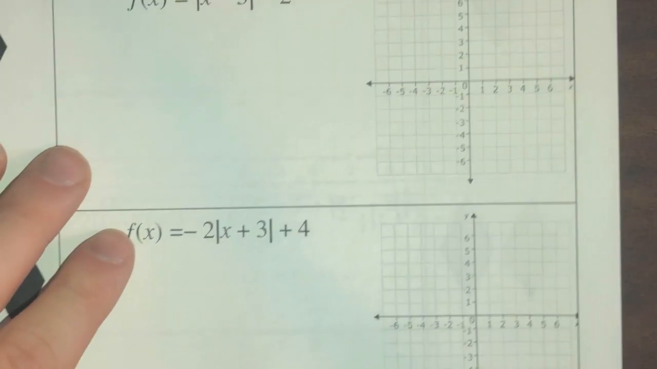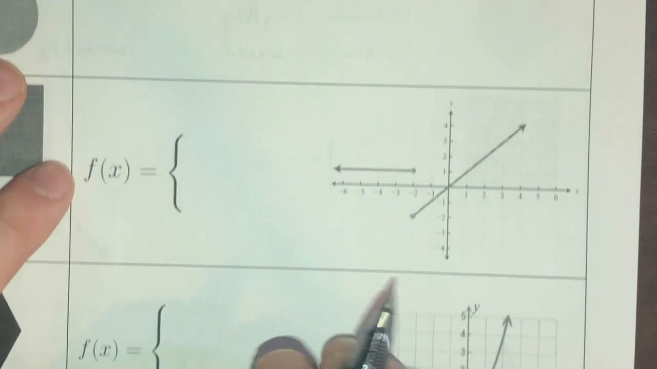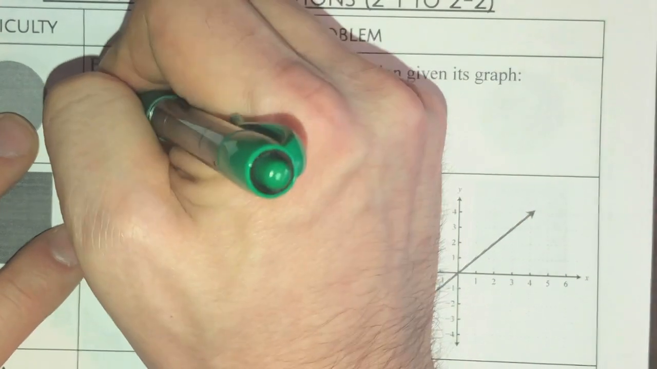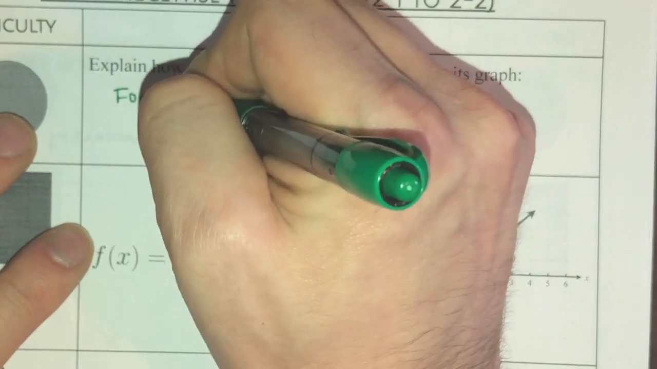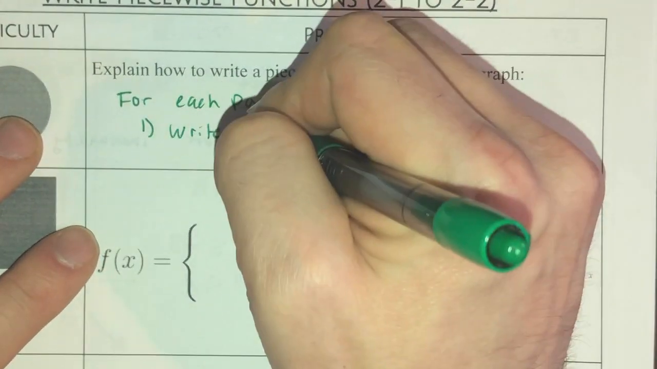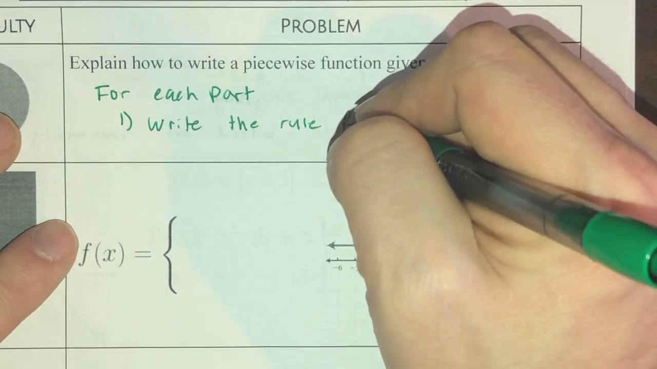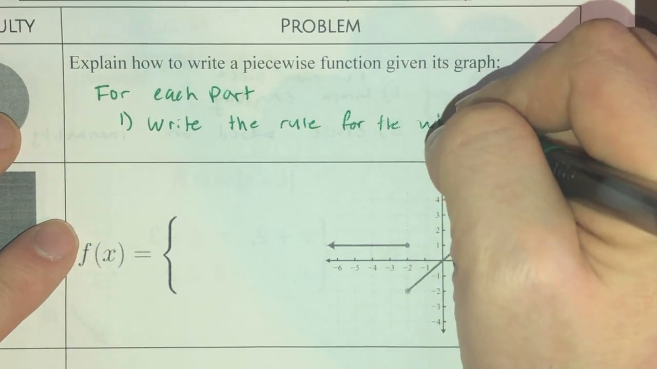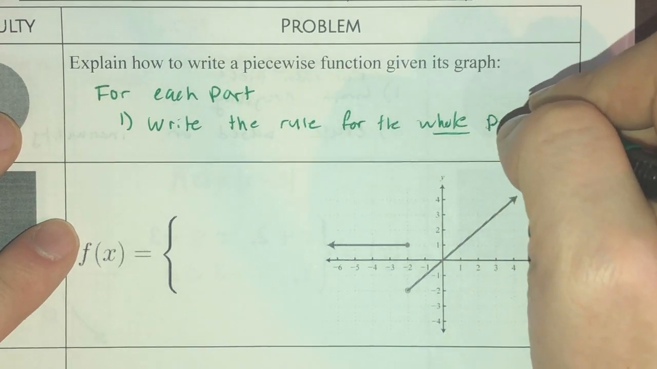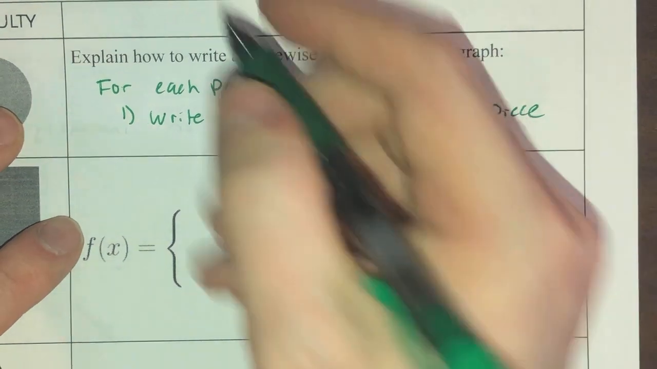All right, here we go. So the next problem set is writing piecewise functions. So how do I write a piecewise function? Okay, so for each part, 1, write the rule for the whole piece. Meaning, like if it went on forever, what would the equation be?